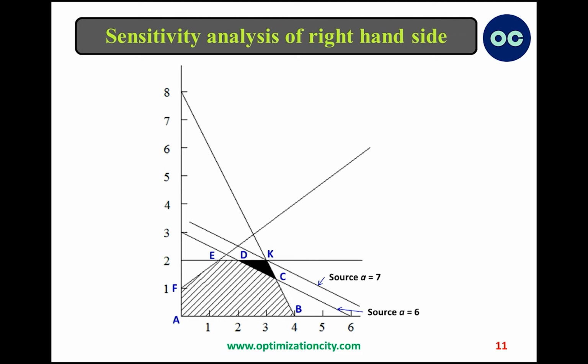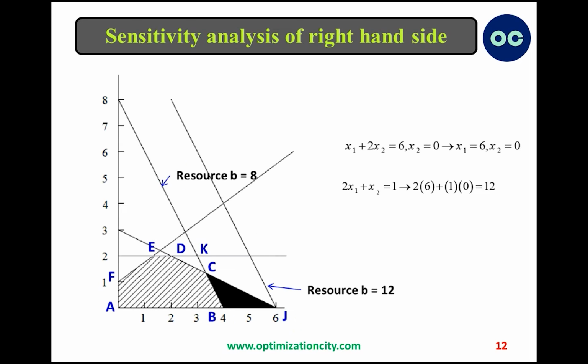To calculate this increase, we simply substitute the coordinates of point K into the first constraint. In this way, the maximum increase in the first limit is from 6 to 7, which is equal to 1 unit.